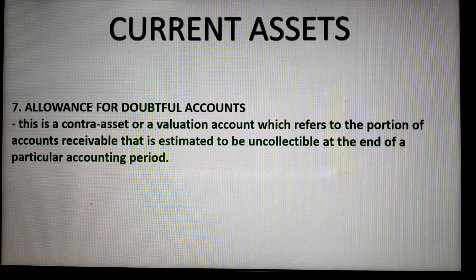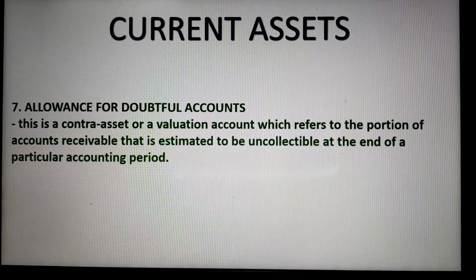For example, 20,000 pesos is doubtful, that it cannot collect at the end of the accounting period. So those are the amounts that are put in the allowance for doubtful accounts. In the previous video we discussed the statement of financial position. This allowance for doubtful accounts is seen under accounts receivable, then it is deducted from accounts receivable because you cannot be sure whether you will collect it or not at the end of the accounting period.